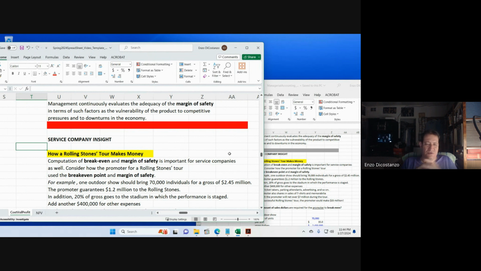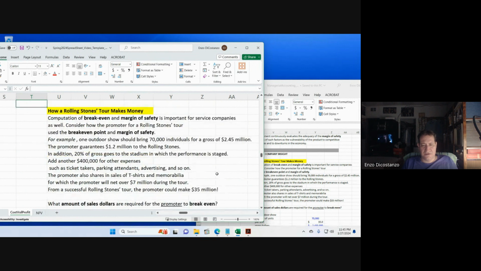So for an outdoor show with 70,000 people coming to see you, there's a gross of about $2.5 million, and Mick Jagger and so on are guaranteed over $1 million. 20% of the gross goes to the stadium where the performance is staged, whether it's the Syracuse Carrier Dome or whatever it might be. Then there's about another 400,000 for expenses, ticket takers, for just one night.